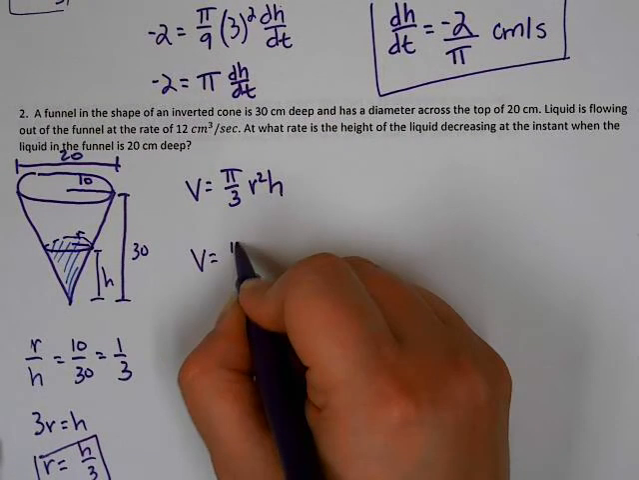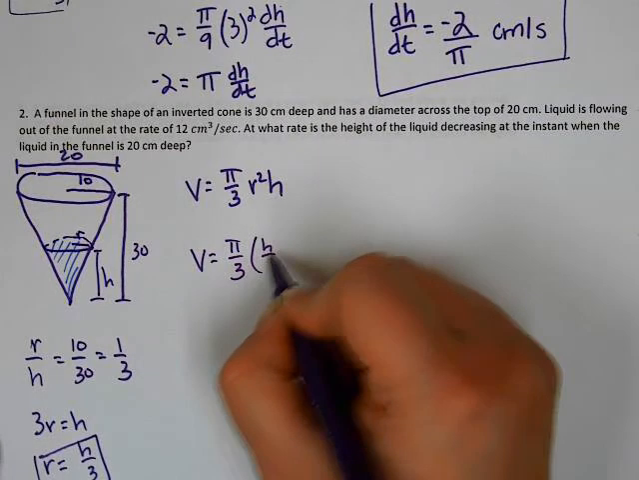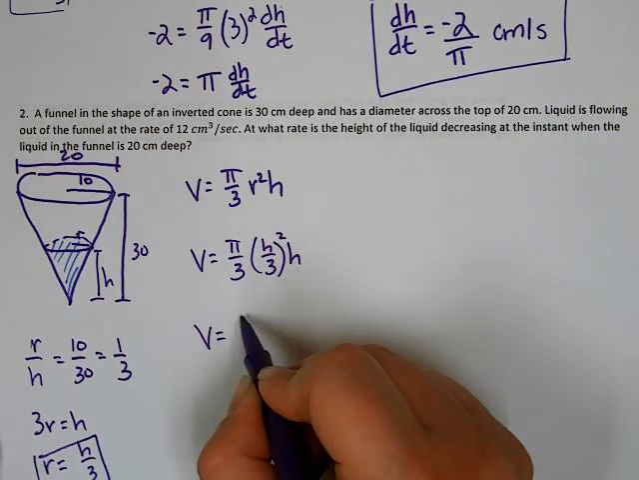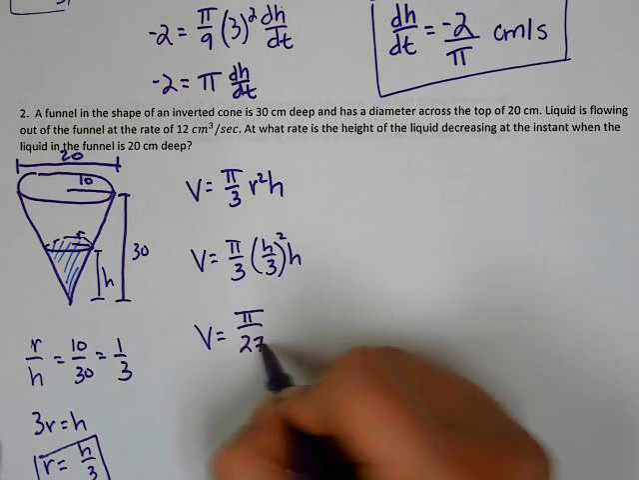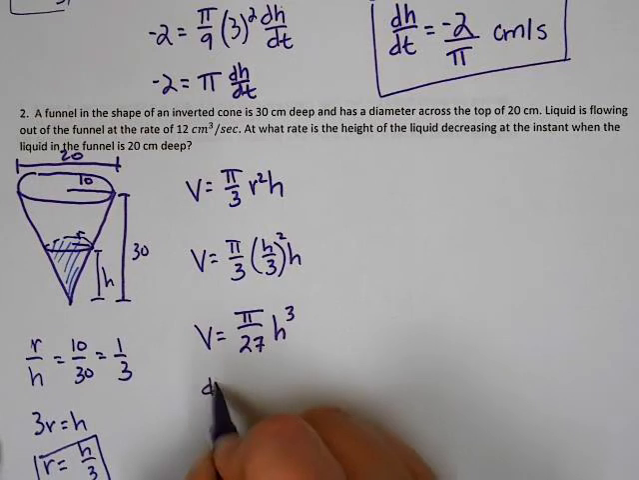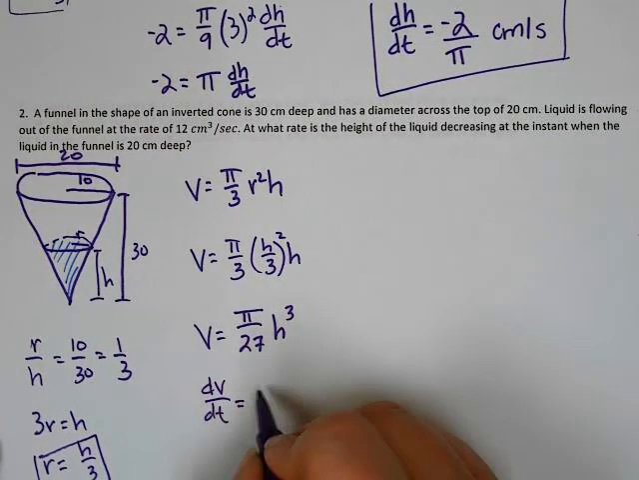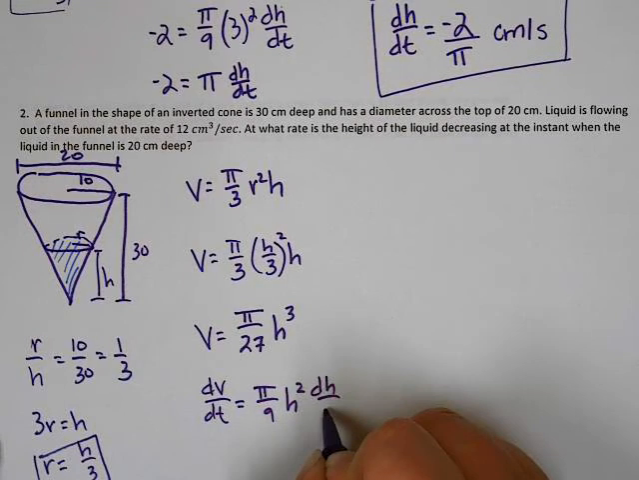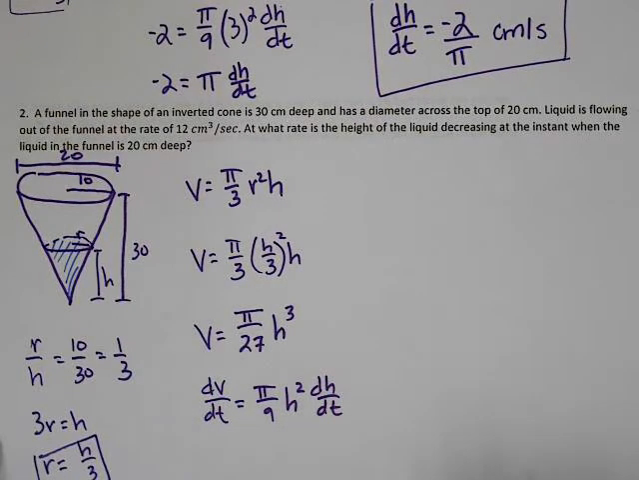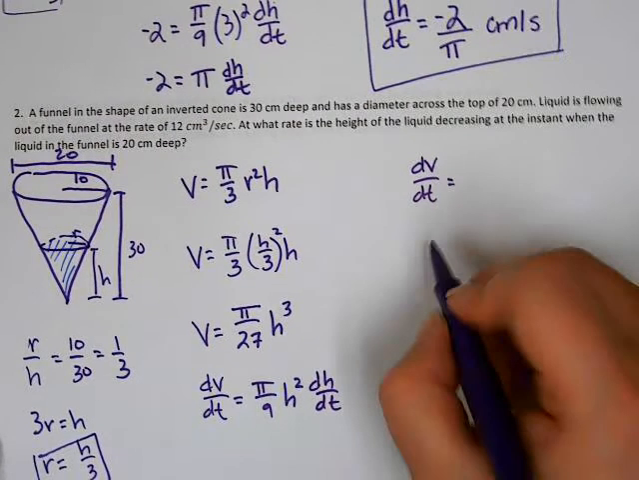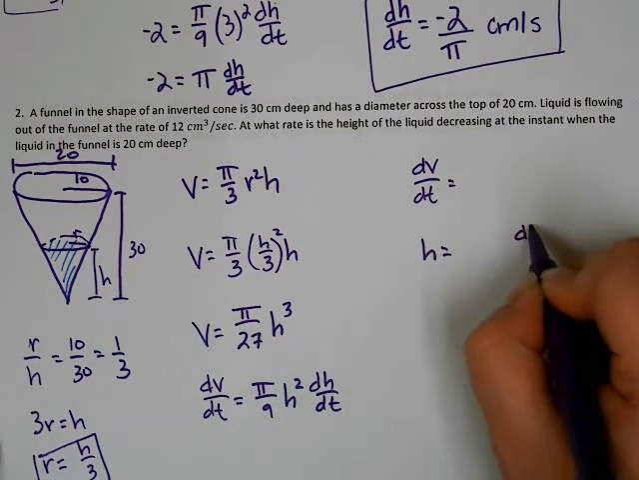So again, I'm going quick because it's the same as the one from question 1, so hopefully you're okay with that. We end up getting that the volume is equal to pi over 27 h cubed. And then we can take the derivative, so dV/dt is equal to pi over 9 h squared dh/dt. And if we go over here, let's see, dV/dt, we need h and we need dh/dt.